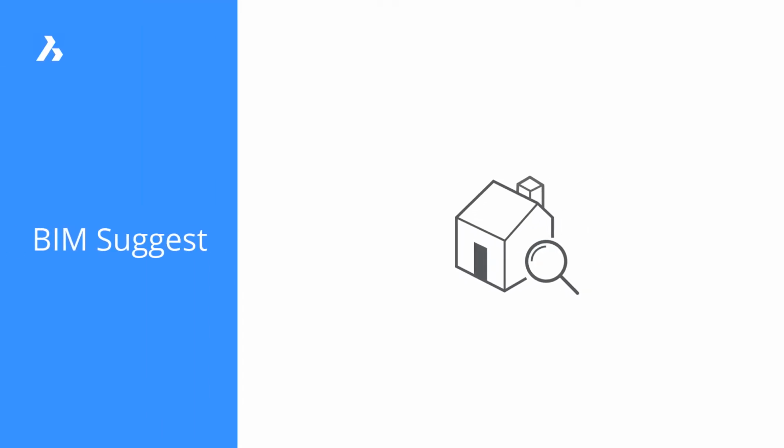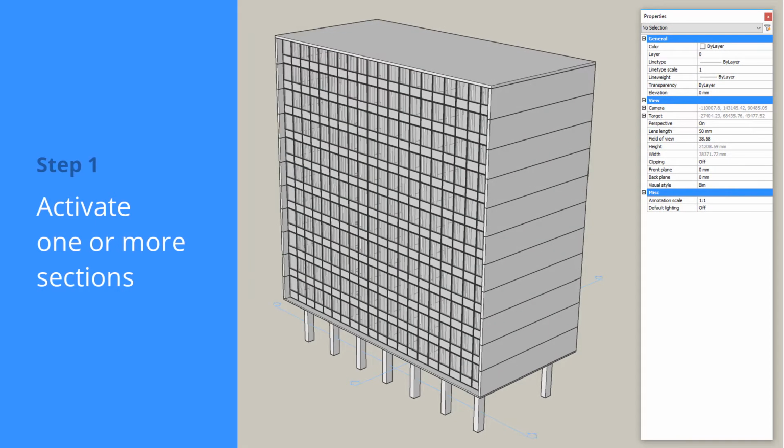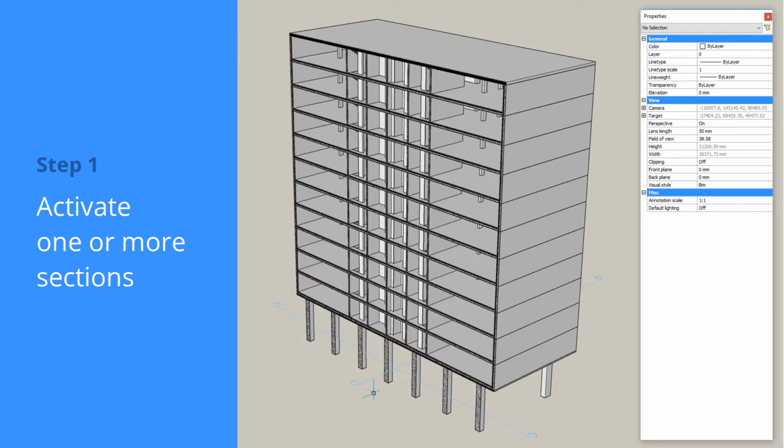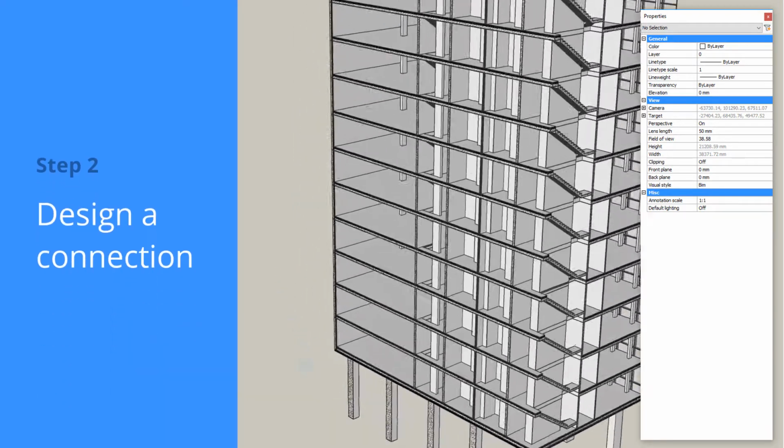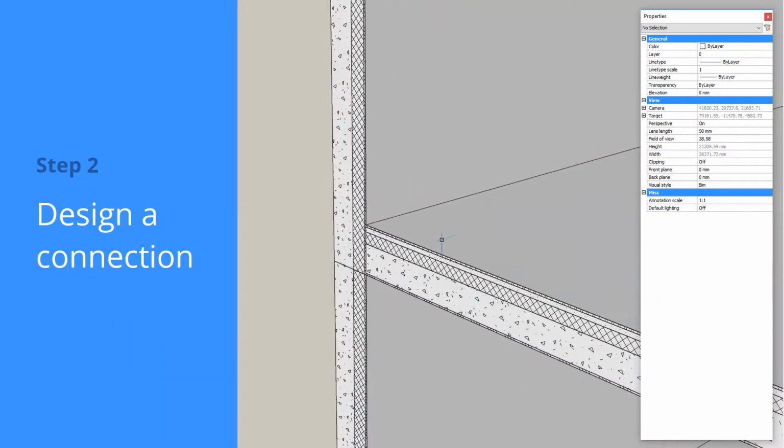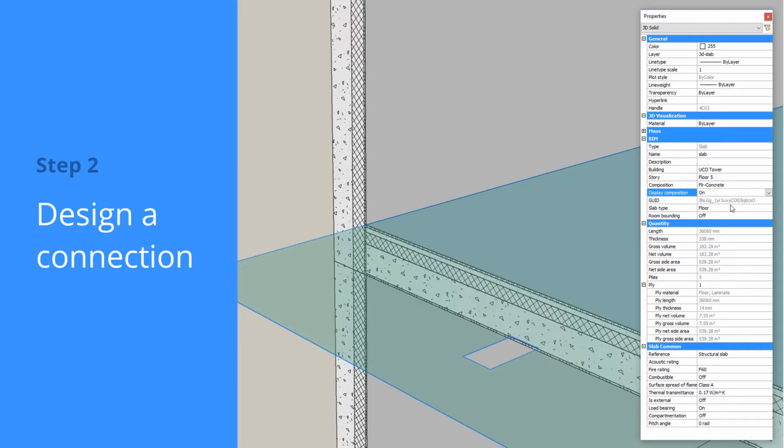The BIM Suggest tool lets you modify a connection once and use it multiple times in your BIM model. Here's the general workflow for BIM Suggest. First, we'll activate some sections in our BIM. Next, we'll model the connection between a wall and a floor slab.